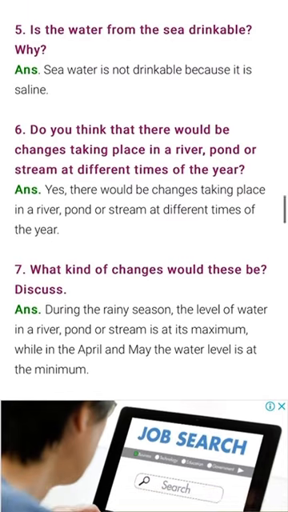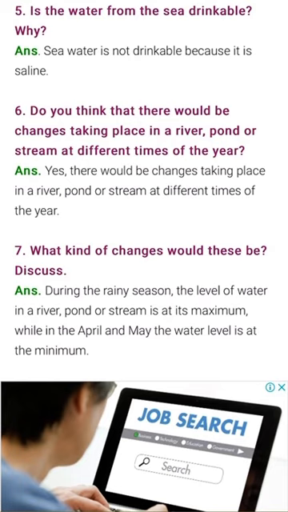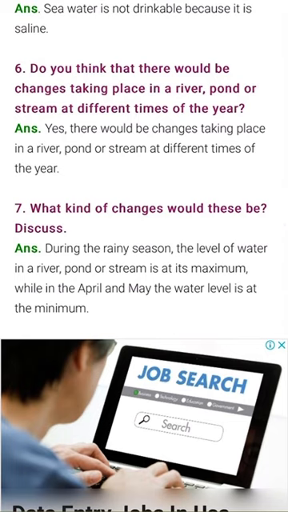6. Do you think that there would be changes taking place in a river, pond or stream at different times of the year? Answer: Yes, there would be changes taking place in a river, pond or stream at different times of the year.